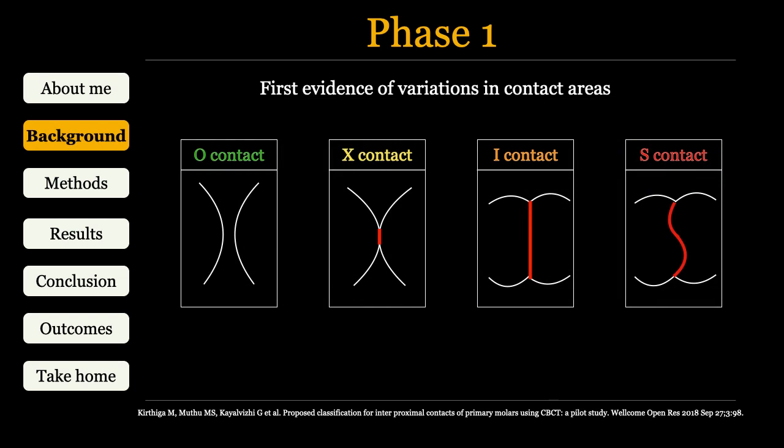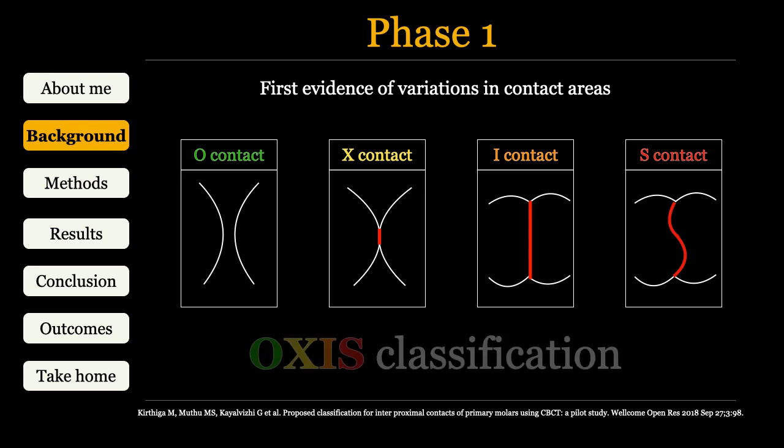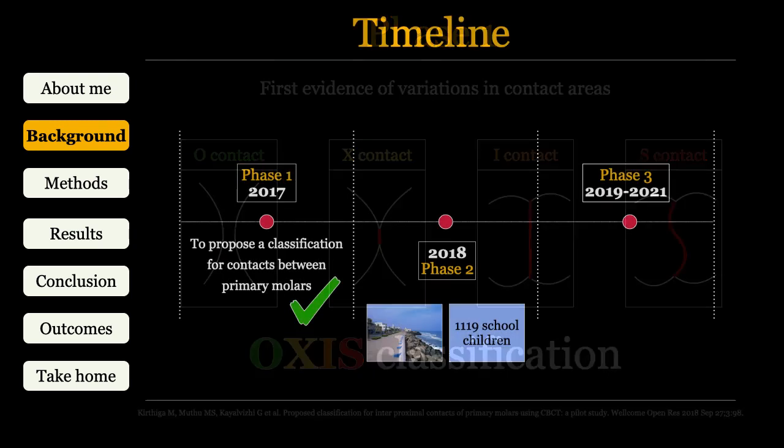And at the end of the first phase, for the first time, we classified the variations in contact areas as the open or O contact, X or the point contact, I or the straight contact, and S or the curved contact, and hence proposed the classification OXIS.